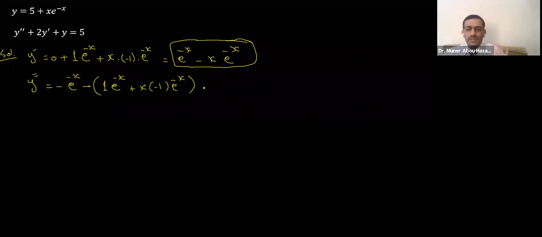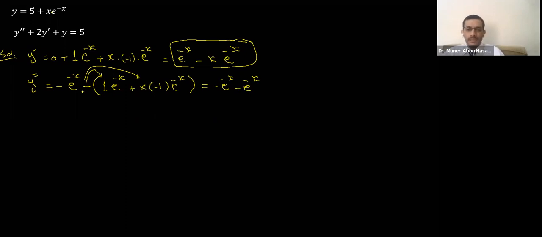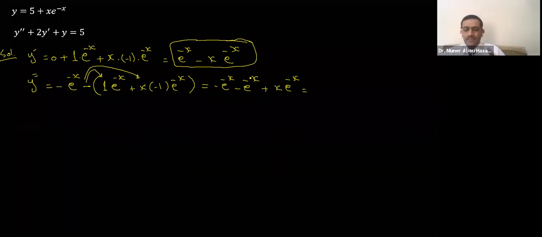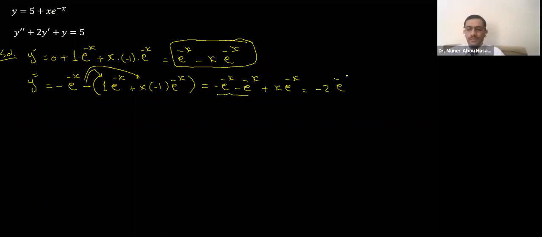Let us simplify this. Help me, Muhammad. Here the minus will be inside. So negative e to the negative x, and also negative e to the negative x. Here minus, and this minus will be plus x e to the negative x. Am I right? Yes. Now, negative e to the negative x and negative e to the negative x will be what? Negative 2e to the negative x. Great, Muhammad. Negative 2e to the negative x plus x e to the negative x.